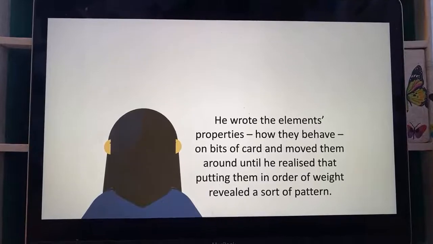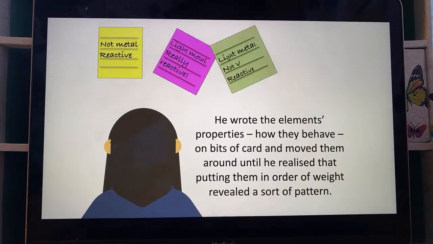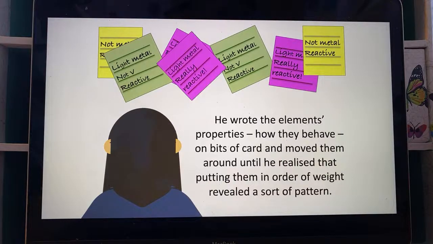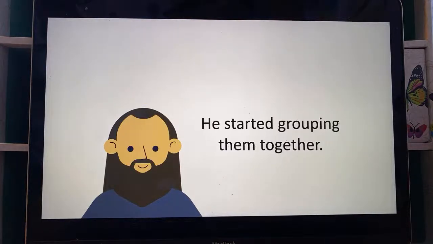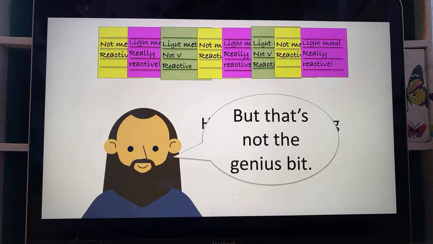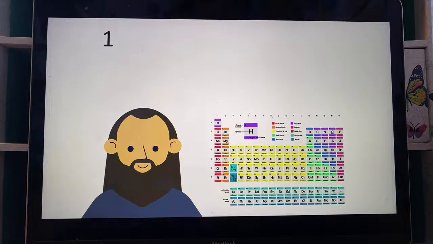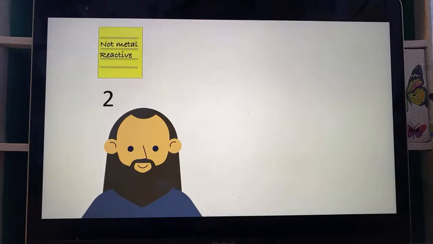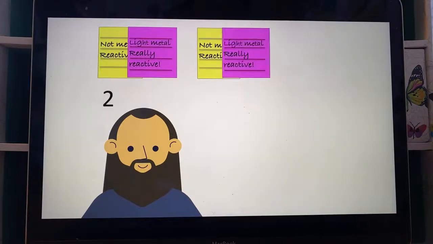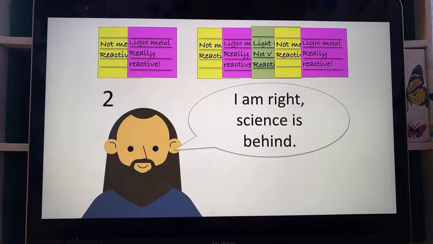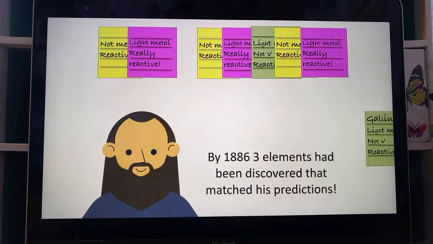Here's what he did. He wrote the elements' properties, that's how they behave, on bits of card. And he moved them around until he realised that putting them in order of weight did reveal a kind of pattern. So he started grouping them together. But that wasn't the totally genius bit, okay? The first thing he did was he arranged them into a table, and then where things didn't quite work, he just left a gap. He realised that if things weren't quite working, then it might be that we haven't discovered that element yet. And it turns out he was absolutely right.